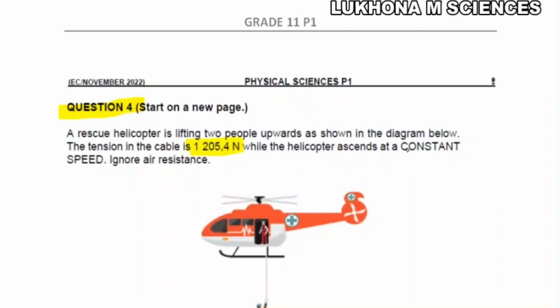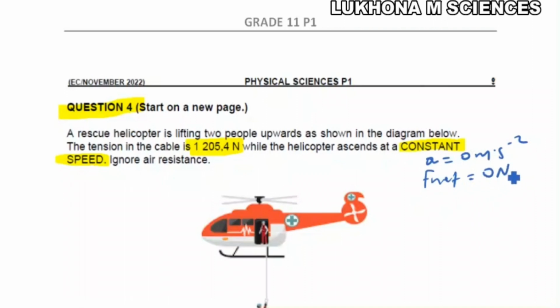What we know is that once they say constant speed, the acceleration is equal to 0 meters per square second. There is no change in velocity. Acceleration is the rate at which velocity changes, so there is no change in velocity, therefore acceleration is equal to 0. This also implies that the F net is equal to 0 newtons.